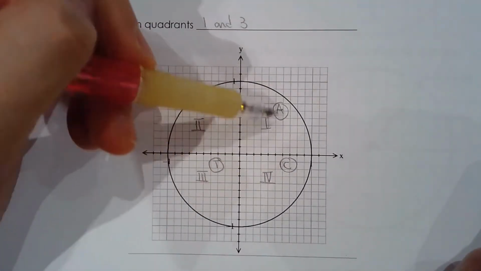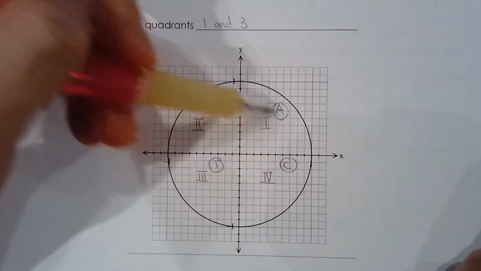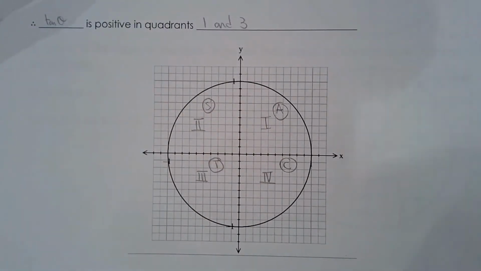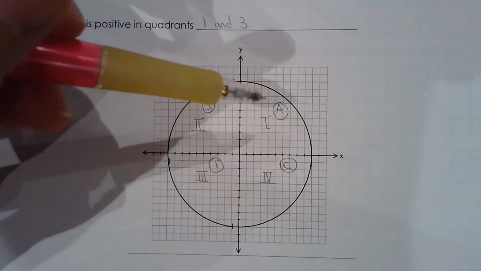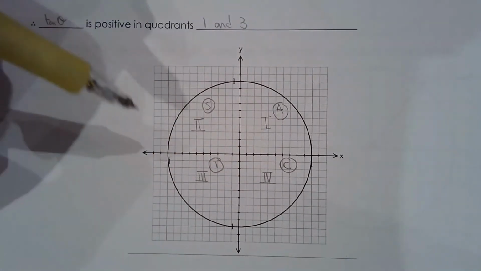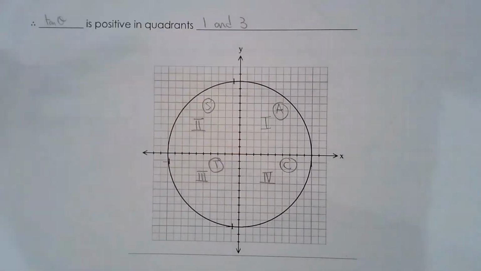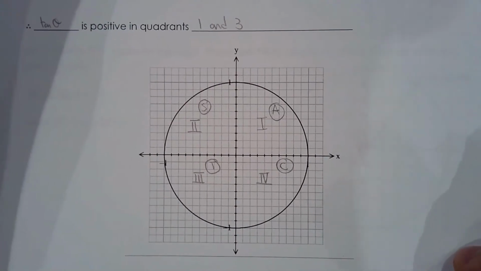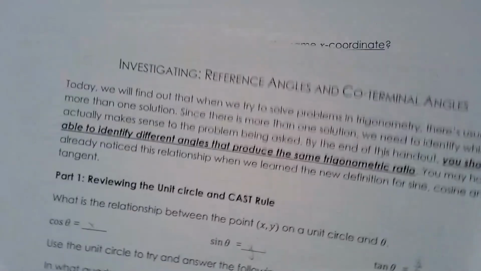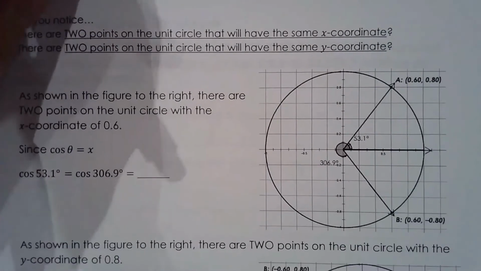So CAST, starting from the 4th quadrant and going counterclockwise. Now, if you are adamant on starting from the 1st quadrant and going counterclockwise, then there's this saying to help you memorize it, which is All Students Take Calculus. Most students prefer the CAST rule, so that's what I will be saying for the rest of this unit. But if you like All Students Take Calculus, you can do that too. All right, so we reviewed the unit circle and we introduced the CAST rule. Now we know in which quadrants the ratios are positive.